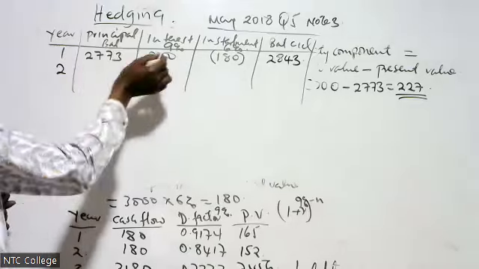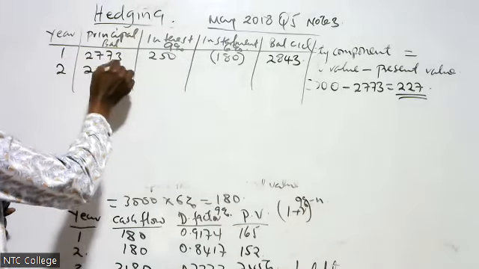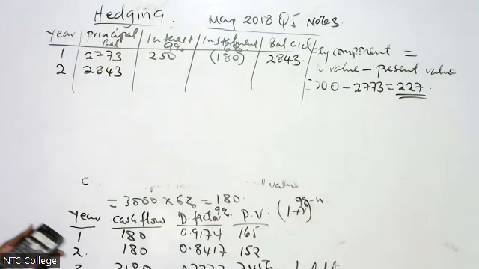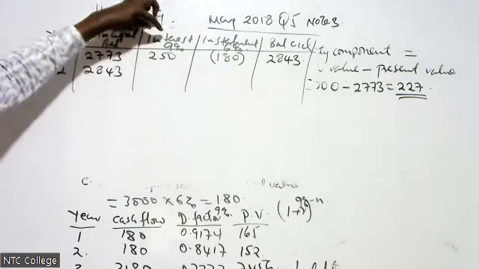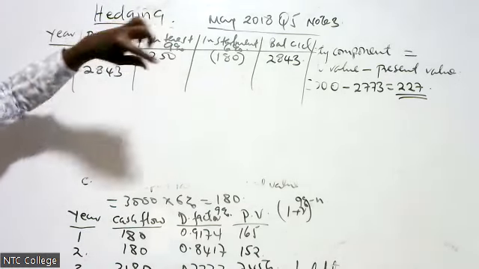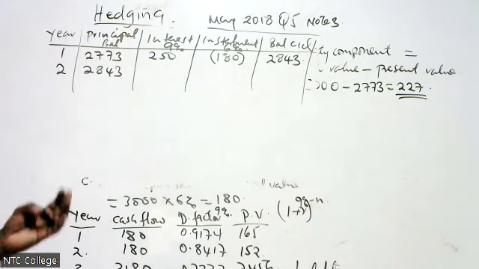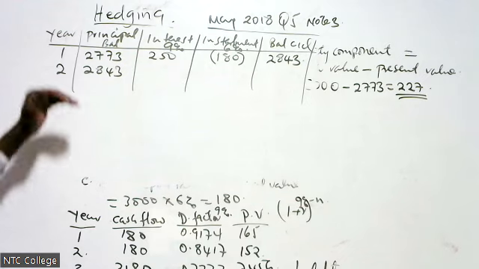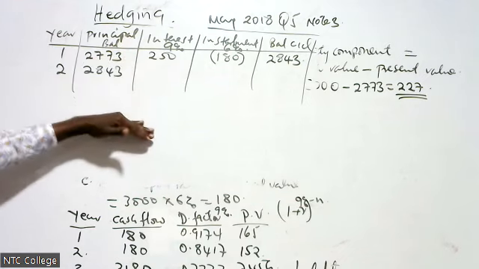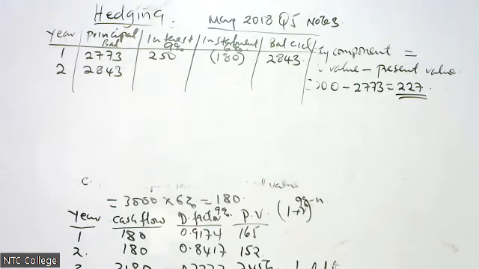Then in year 2, I will bring 2843 there. It continues, but I only want year 1 because the examiner wanted year 1. Therefore, that is the only amortization that I'm doing. So when the examiner wants year 1, don't waste time doing other things. Just concentrate on year 1.